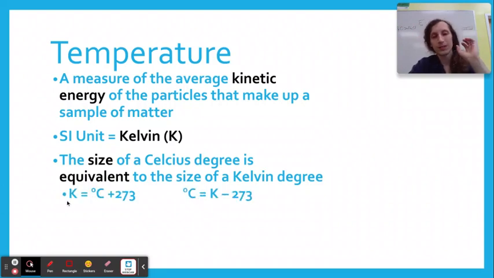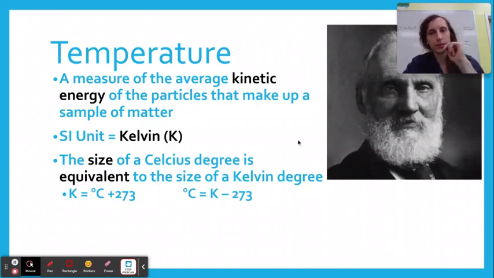So the temperature in Kelvin is equal to your Celsius temperature plus 273. And then same thing, but reversed, your Celsius temperature is your Kelvin temperature minus 273. And that's Lord Kelvin. What a guy.